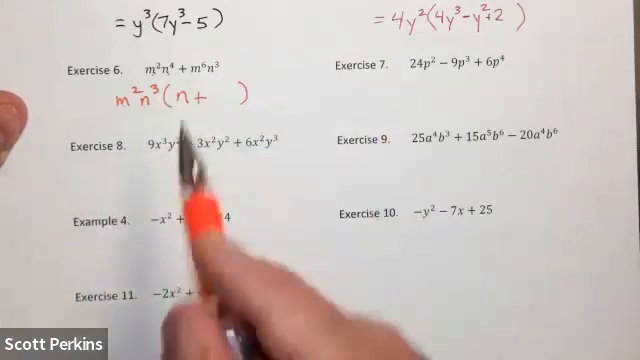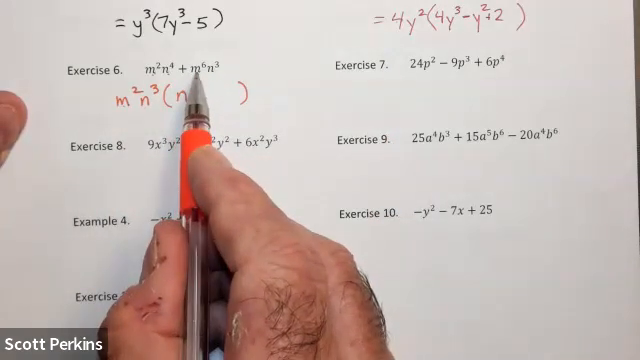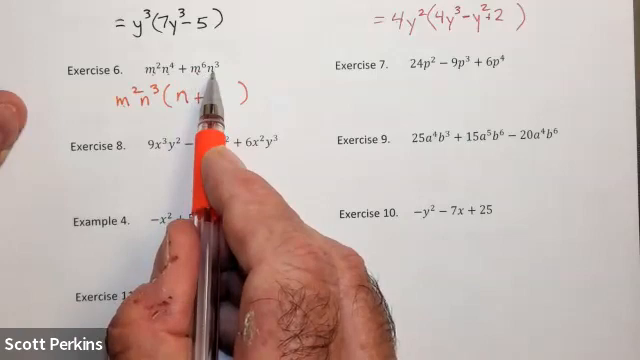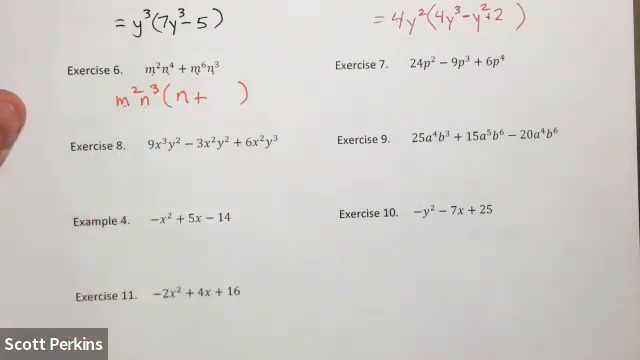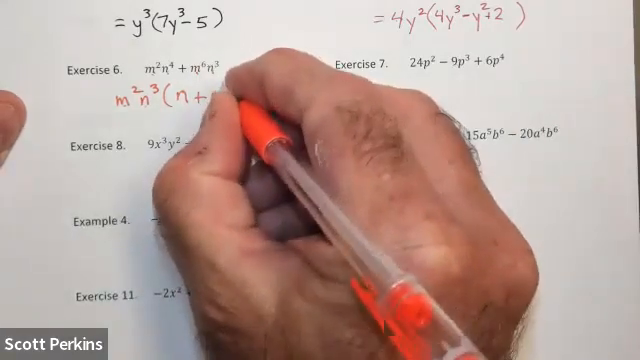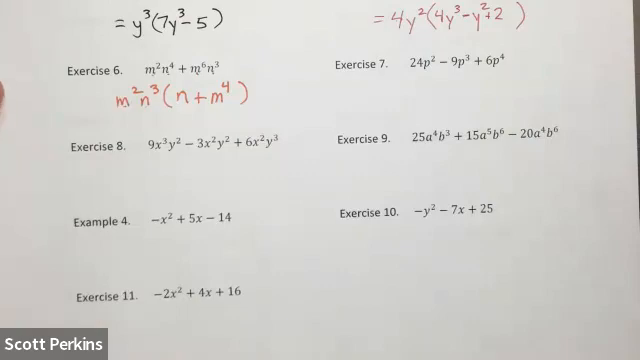Plus, my second term started with 6 m's and 3 n's. I took out 2 m's and 3 n's. What's left there? 4 m's. M to the 4th. Great. There we go. Done. There's nothing else in common to those two. So that problem is completed.